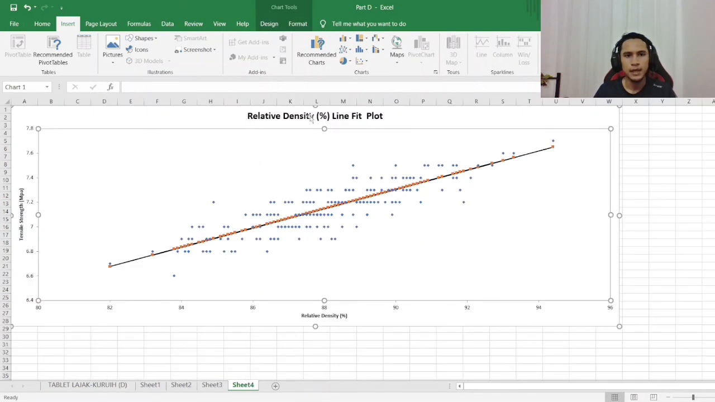Lastly, we see the relative density line fit plot. The blue dot is the tensile strength and the orange dot is the predicted tensile strength. As you can see here, the orange dot, which is the predicted tensile strength, is linear. So it is the same as the hypothesis test that we discussed earlier.